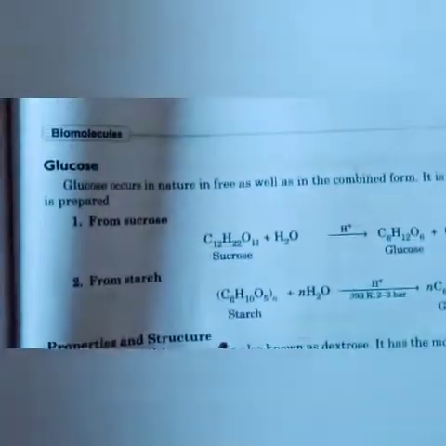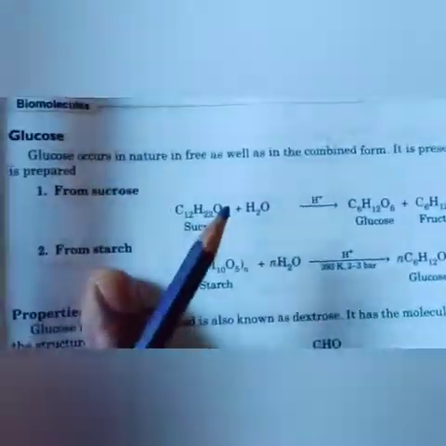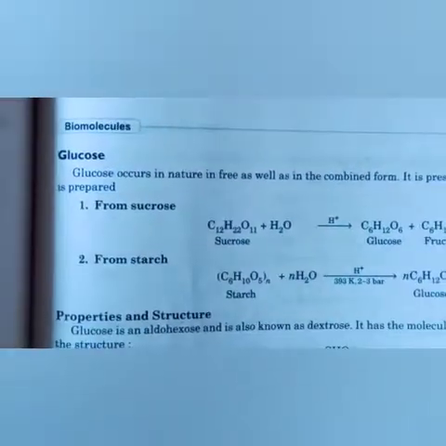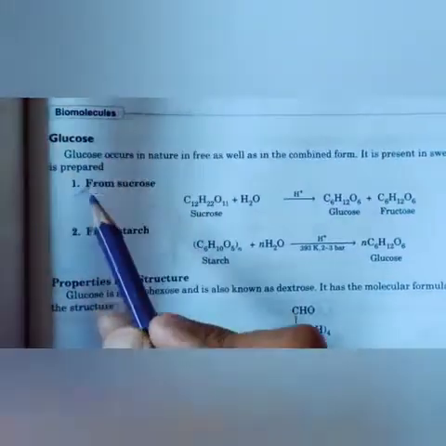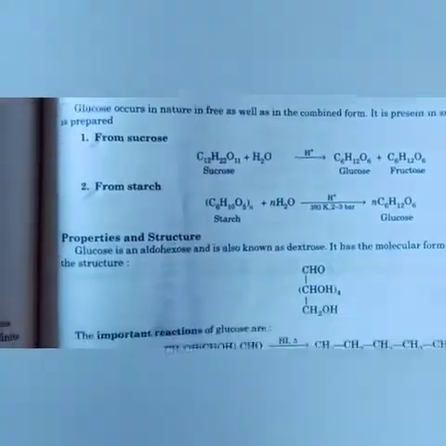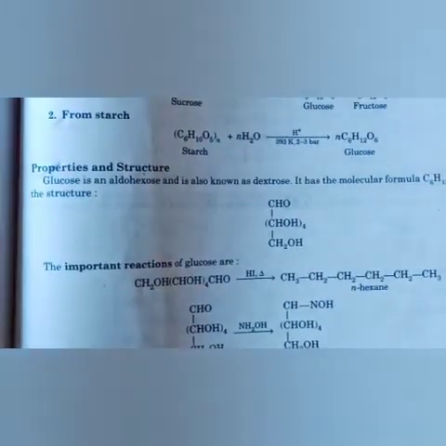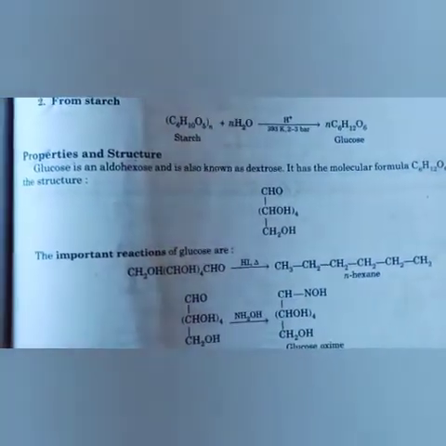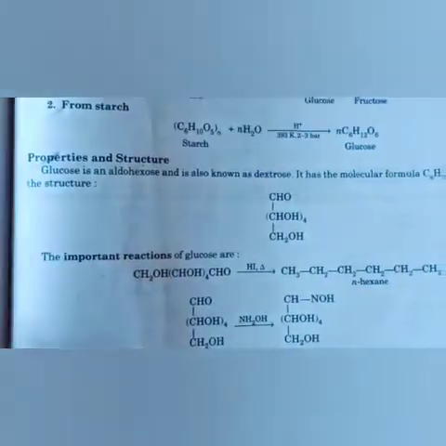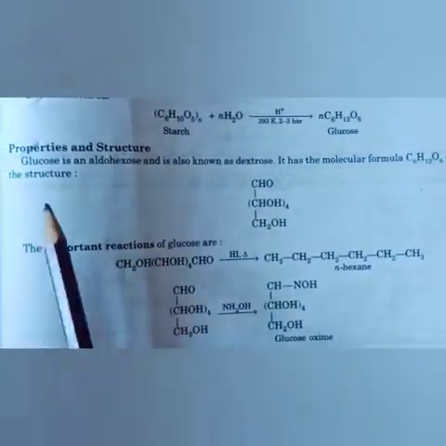Now in my last video I told you about glucose, where we studied that glucose can be prepared by two methods. It can be prepared from sucrose, and it can be prepared from starch. That you understood. Now if we talk about properties and structure, some of the students were asking about structure. They got confused with the structure. So here today again I am going to tell you the structure.